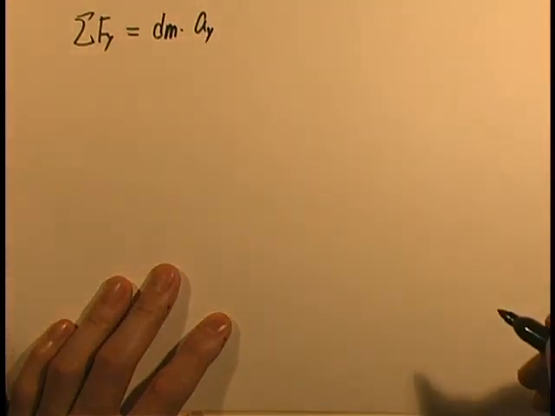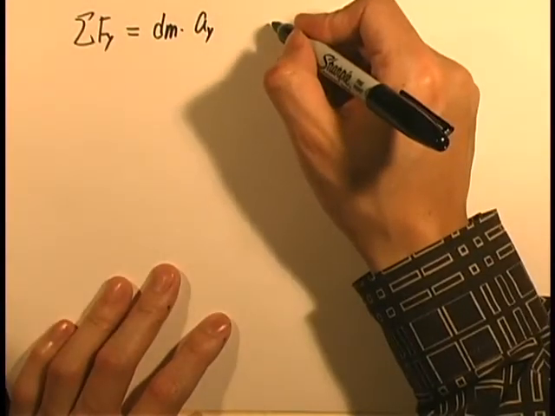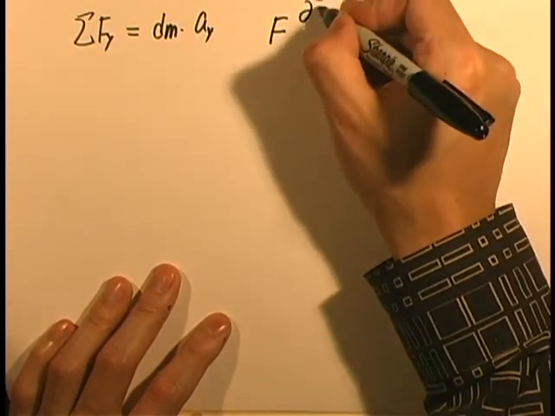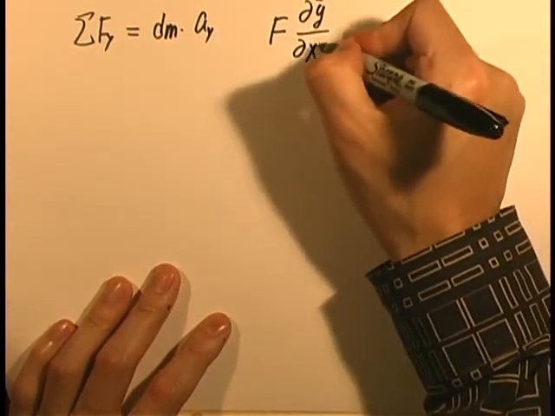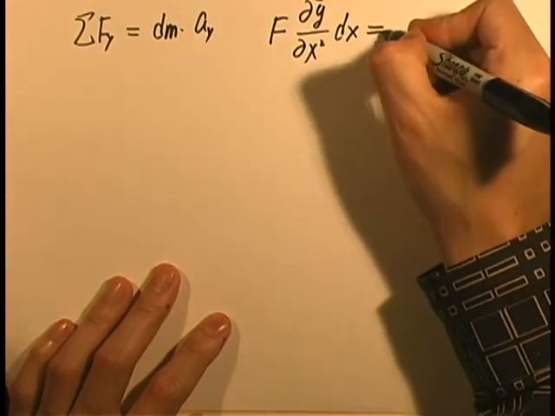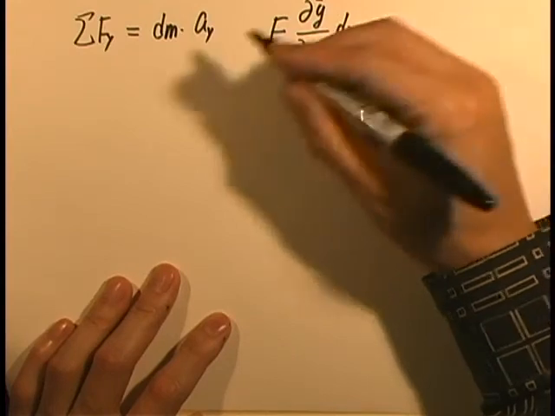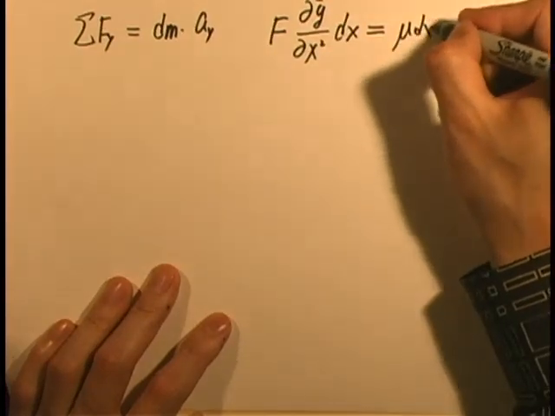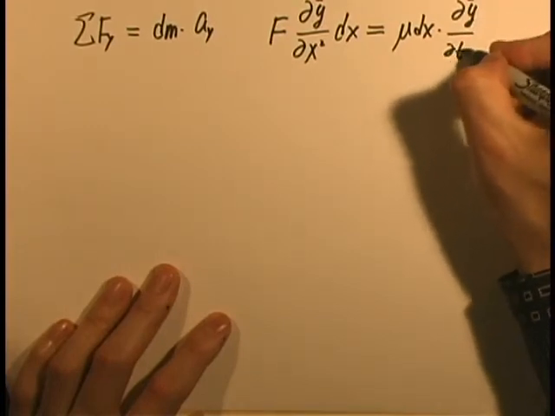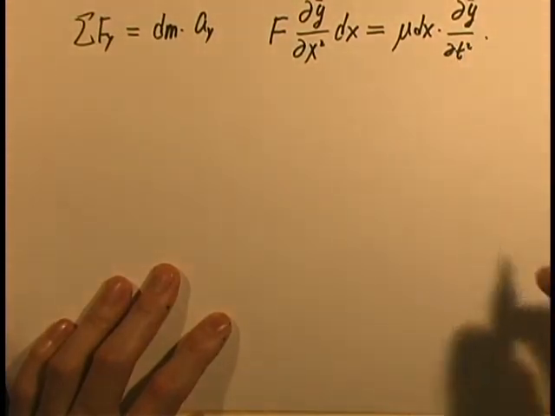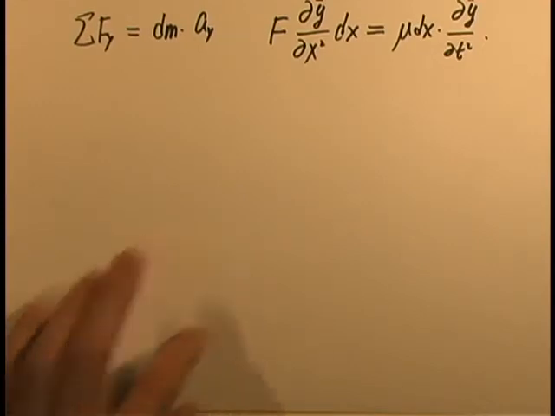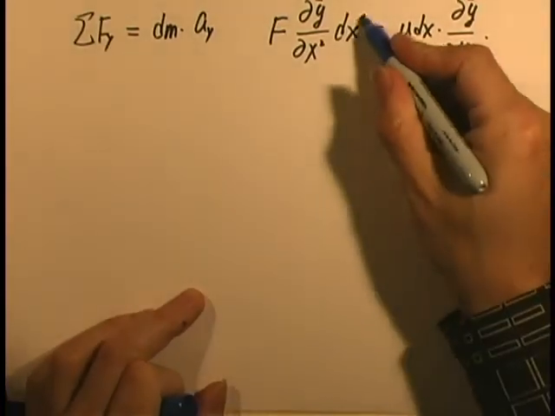Okay, what is the net force again in the y direction? Let me copy what I got before. That would be F times second derivative of y with respect to x and then dx. That is the net force in the y direction for this little segment. dm is mu dx. ay is again the second derivative of y with respect to t. Alright, we're almost there. We can then cross out dx on both sides.